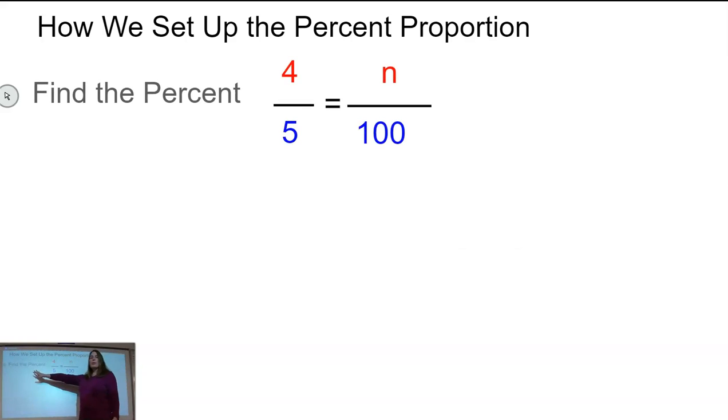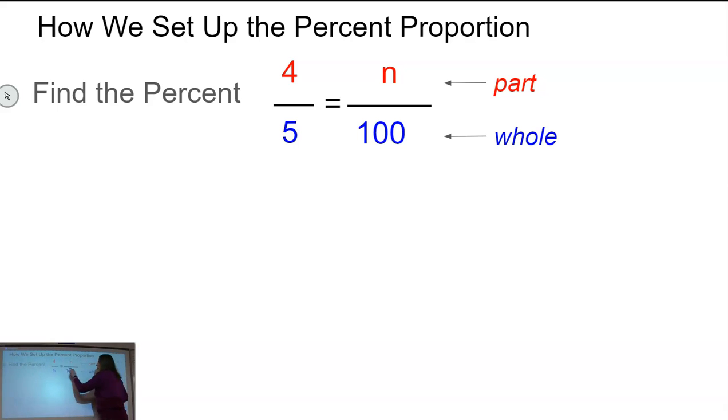In order to find a percent, if you don't know the percent, this is how you set it up. The percent side always has the 100 on the bottom because the percent is out of 100. So if I don't know the percent, you would put in the variable n for the percent, and then you would find the cross product by multiplying the 4 times the 100, and then set that equal to 5 times n.